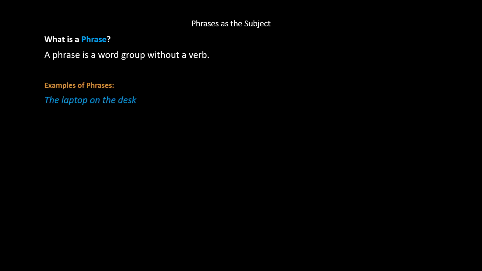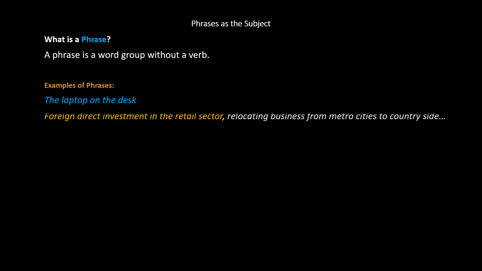Now, let us look at phrases as the subjects. What is a phrase? A phrase is a word group without a verb. Examples of phrases. The laptop on the desk is a group of words, and this word group doesn't have any verb. Thus, any word group that has no verb is called phrase. Some more examples. Foreign direct investment in the retail sector, relocating business from metro cities to countryside. All these are phrases.